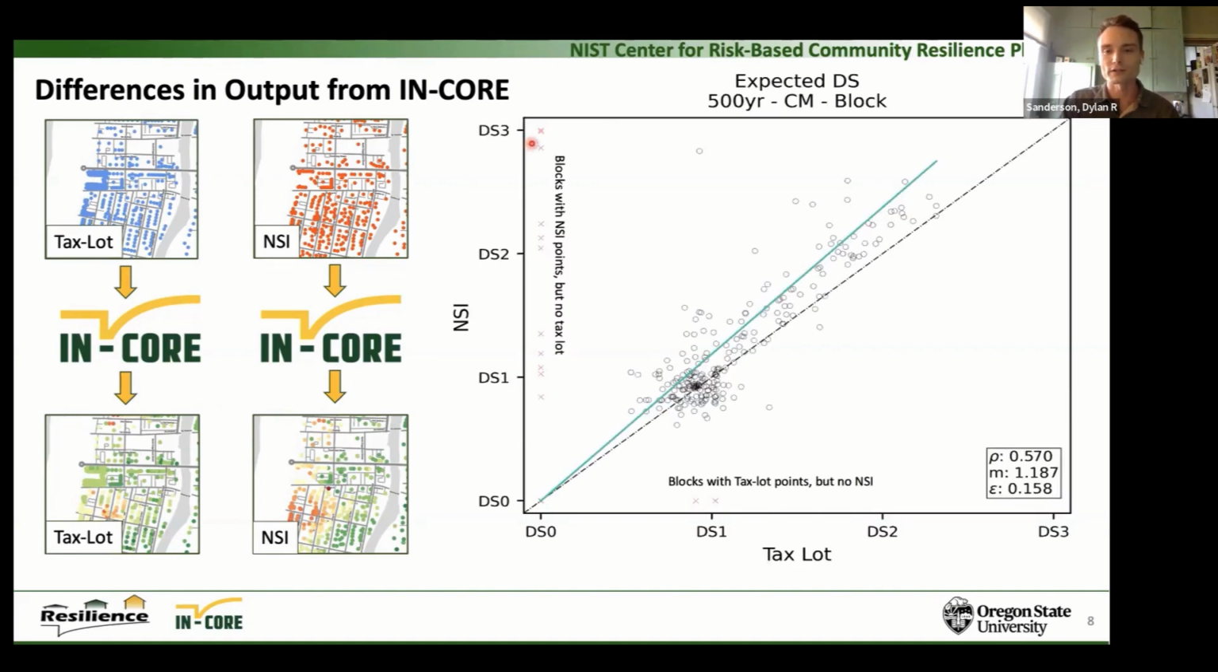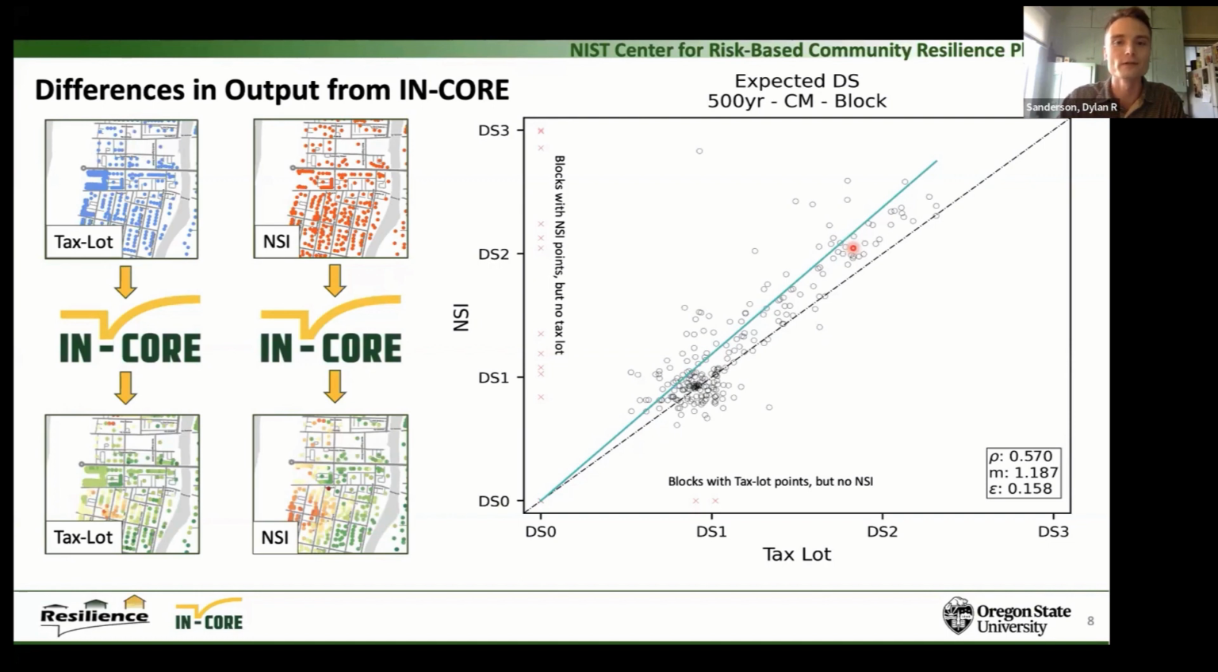So this plot, again sticking with the same idea of these relationship plots, has the tax lot on the x-axis, NSI on the y-axis. In this case, we're computing the expected damage state from NCore. And this is the expected damage state for this 500-year earthquake and tsunami. So CM is cumulative damage here, and again, aggregating things at the block level. You can see there's pretty good comparison when running this particular event and then aggregating things at this second spatial scale.